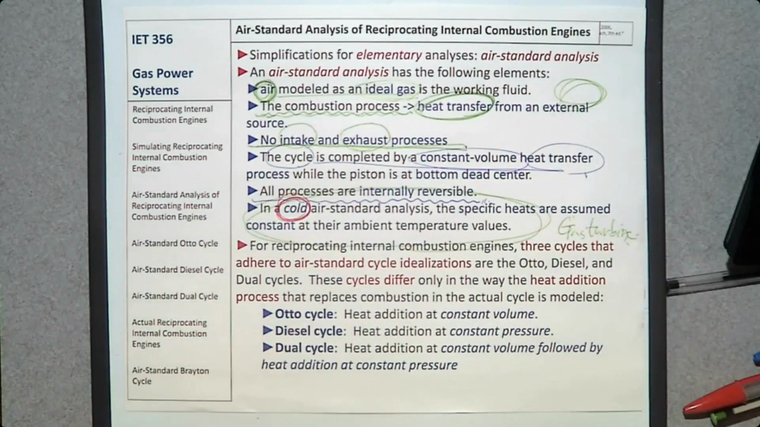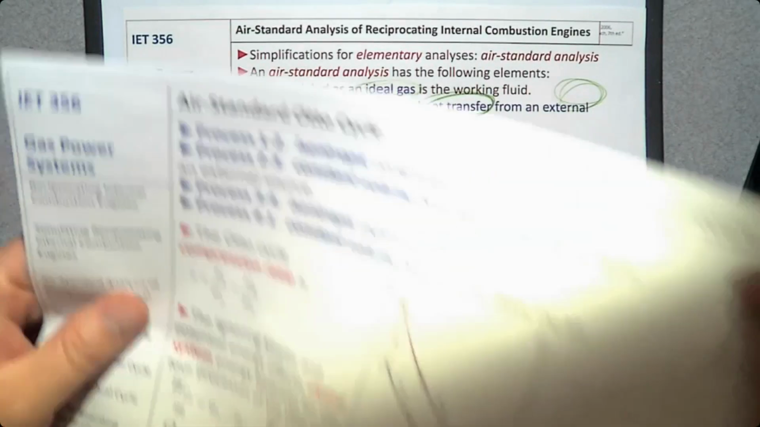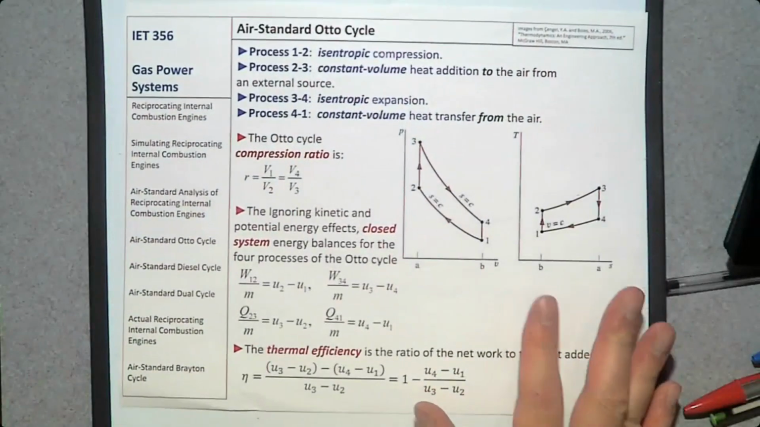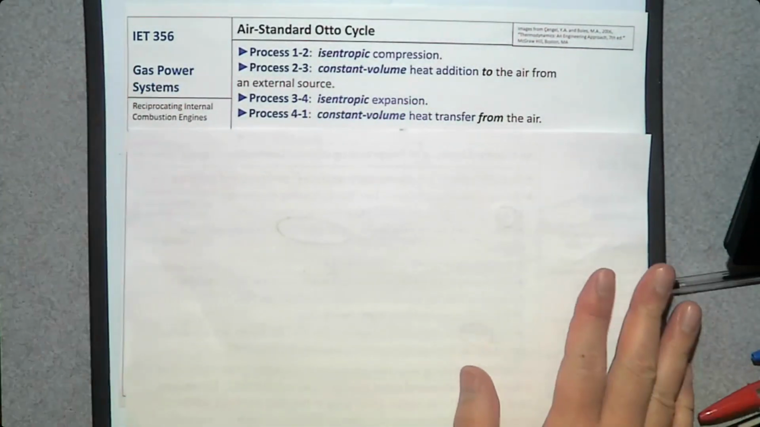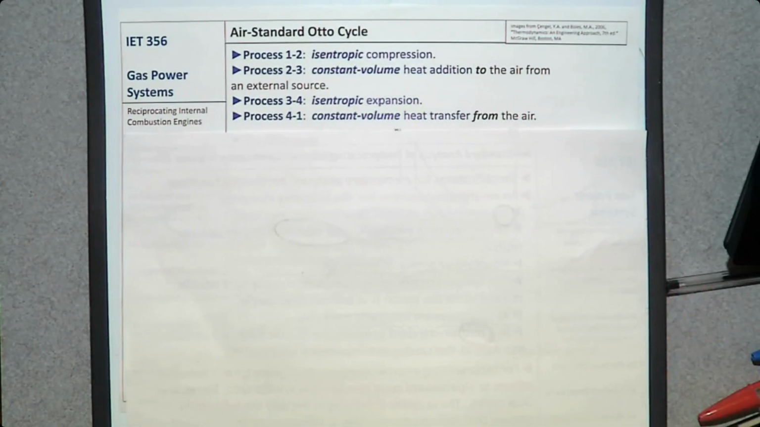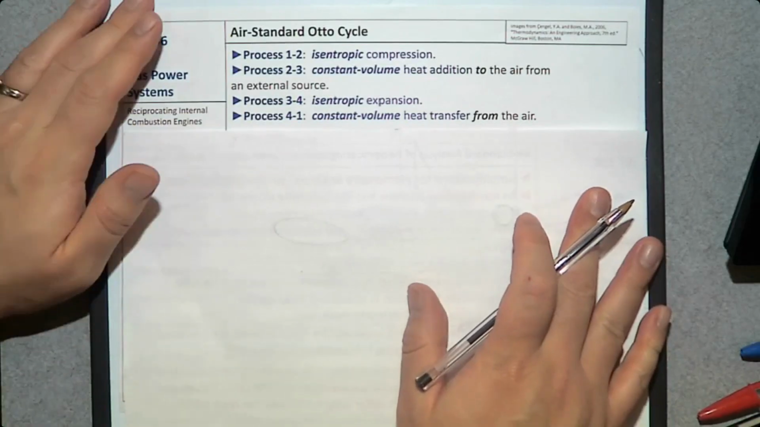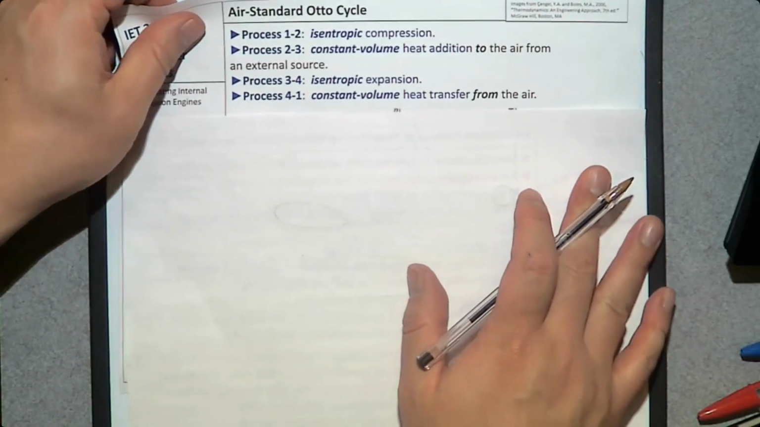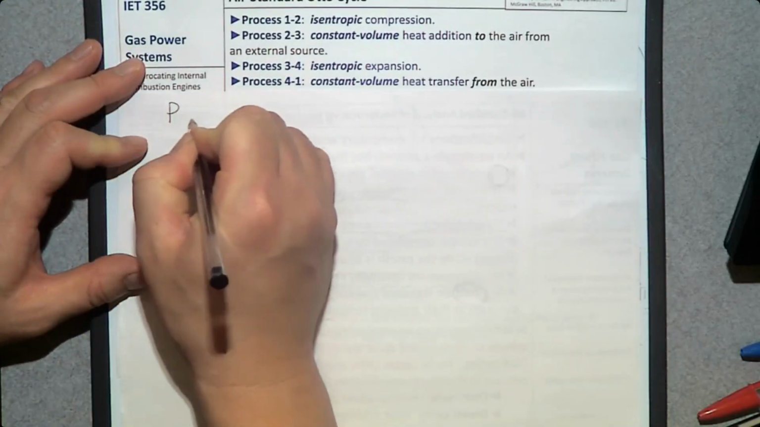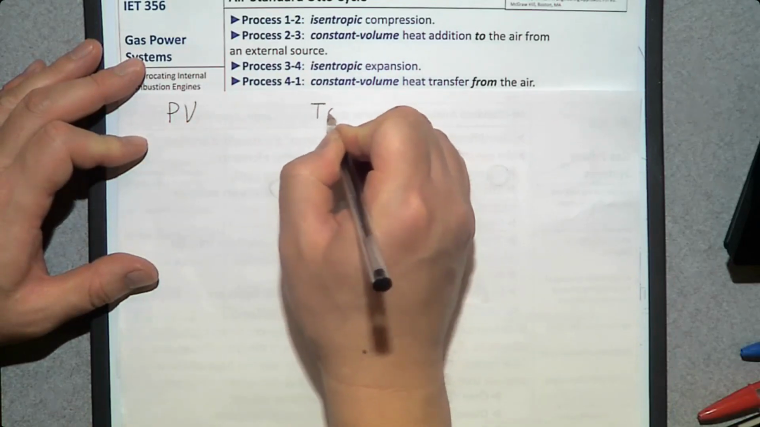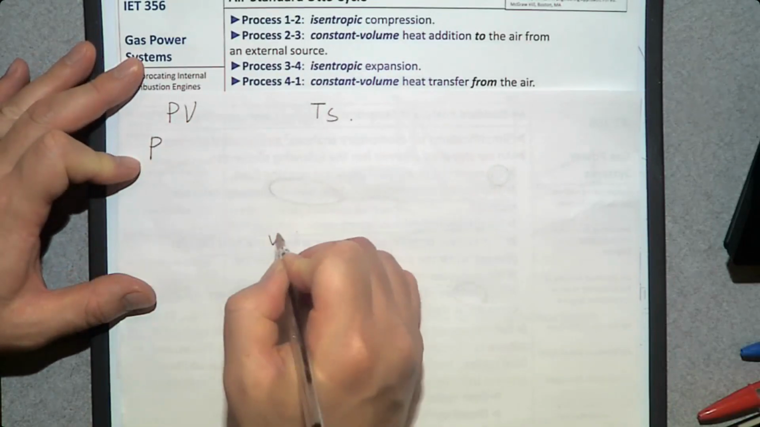So let's study the Otto cycle and the diesel cycle, to begin with, the air standard Otto cycle. It has four processes: isentropic compression, constant volume heat addition, isentropic expansion, and constant volume heat rejection. So always when you do air standard analysis, please use two diagrams. They are the PV and TS diagrams.